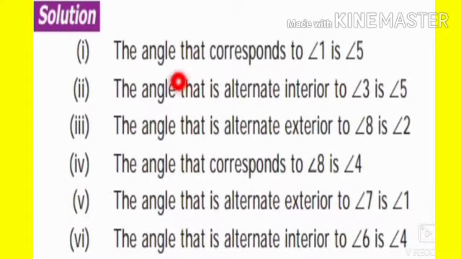Write down: the angle that corresponds to angle 1 is angle 5. The angle that is alternate interior to angle 3 is angle 5. The angle that is alternate exterior to angle 8 is angle 2. The angle that corresponds to angle 8 is angle 4. The angle that is alternate exterior to angle 7 is angle 1. The angle that is alternate interior to angle 6 is angle 4.